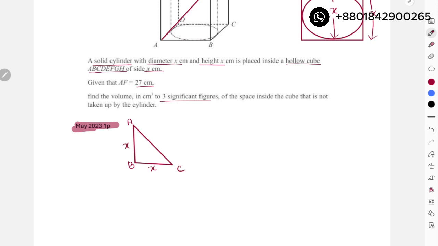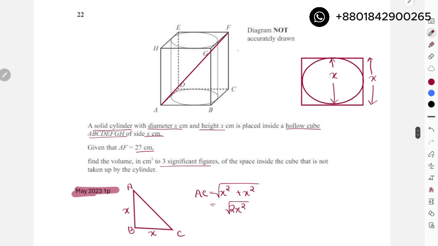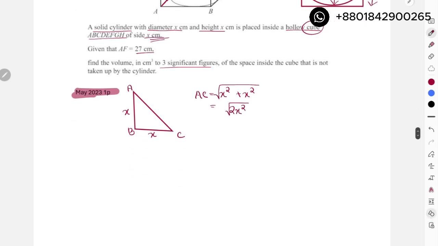If I want to find the length of the diagonal AC, I can use the Pythagoras theorem. We have x squared plus x squared, under the root. That will give me root 2x squared, so I'll just keep it like this. Now we have AC, and FC is also given. Since this was a cube, all the dimensions are equal, so FC is also going to be x centimeters.